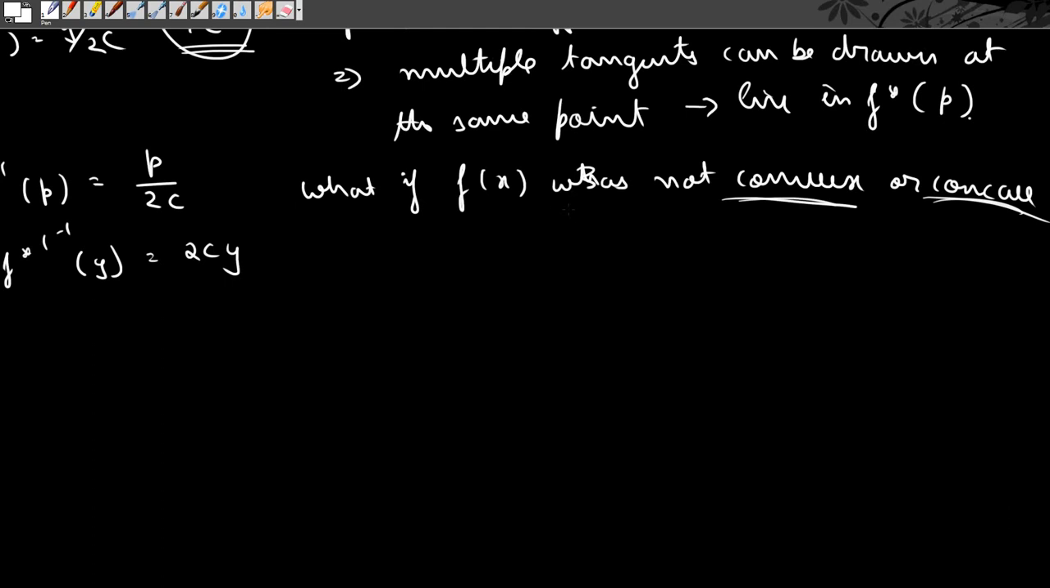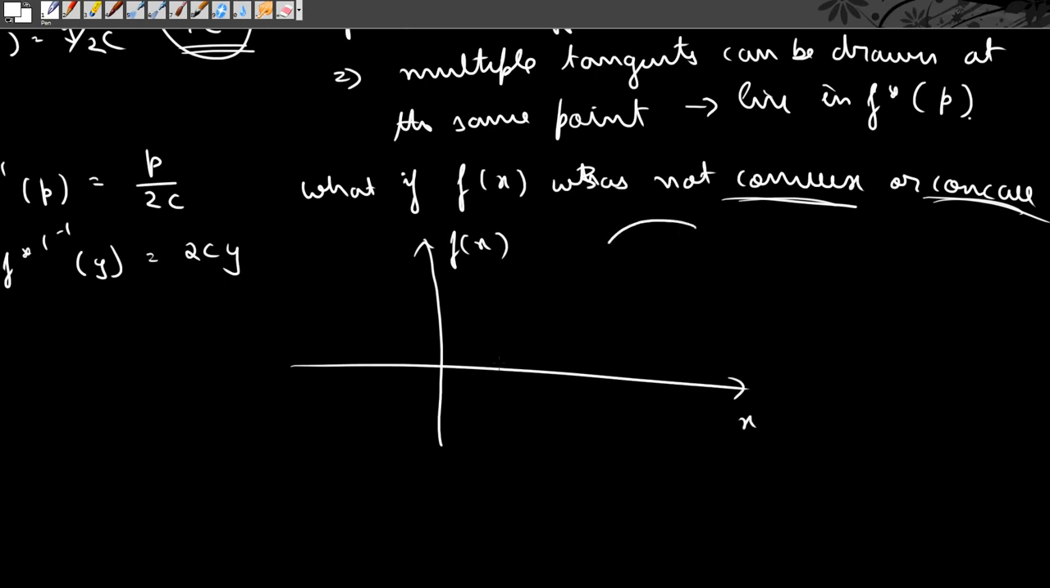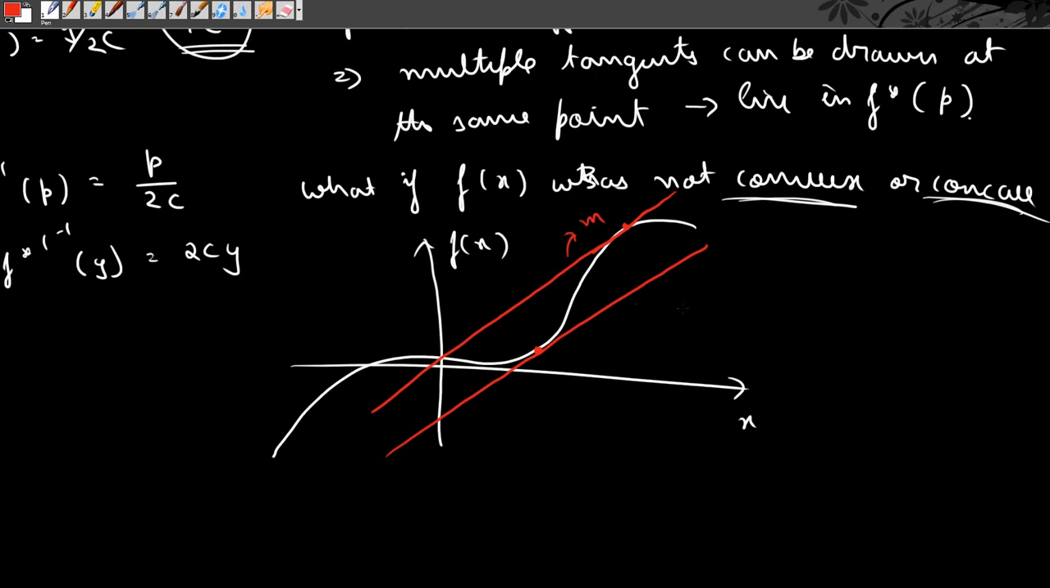But what if f of x was not concave nor convex, but it was some random curve? Okay, so let me draw some random curve here, f of x, something like this. Okay, then if you notice, for this point we can draw a tangent in this manner, and for this point we can again draw a tangent having the same slope. Okay, so this is also having m, this is also having m, but they will have different intercepts.